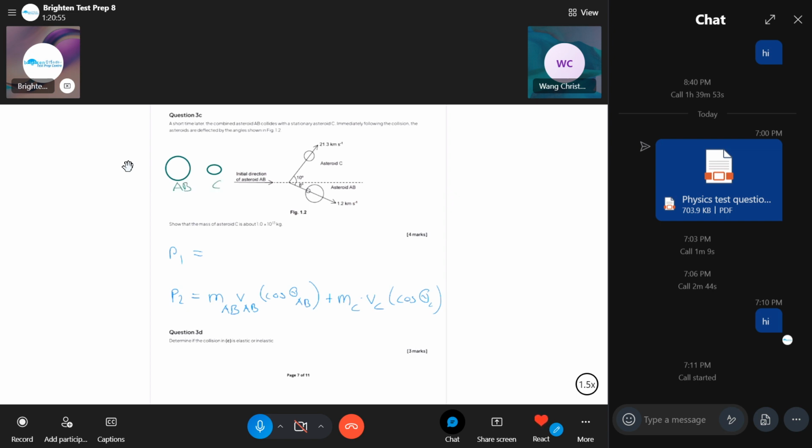We know the momentum of AB. Okay, yep. So we just have mass AB times VAB, and 0, because C is stationary, right? So yeah, we can make it crystal clear. Introduce here this VAB. This is 0. Okay, so we have it, right?